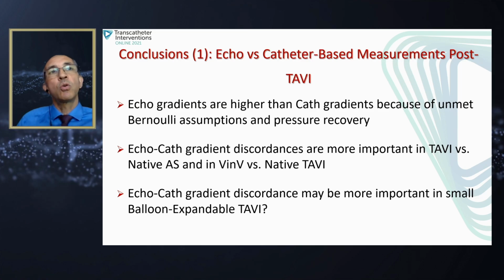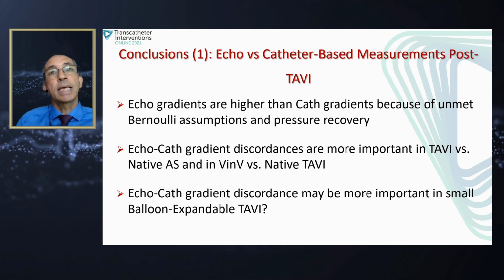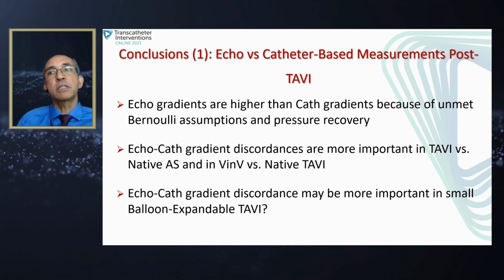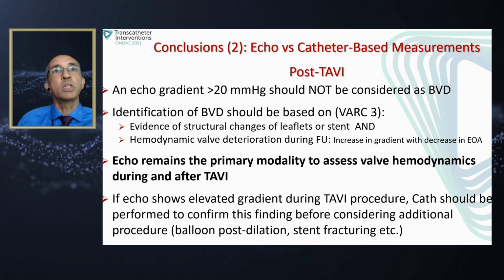And the echo-cath gradient differences or discordance are more important in TAVI versus in native AS for sure, and in valve-in-valve TAVI versus native TAVI. And eventually, this discordance may be more important in the small balloon-expandable TAVI, as we saw.